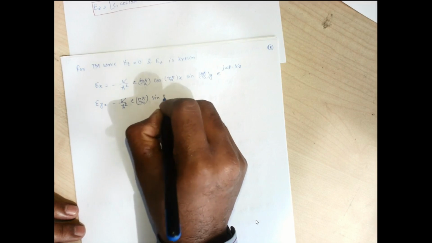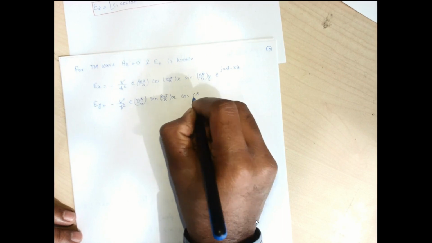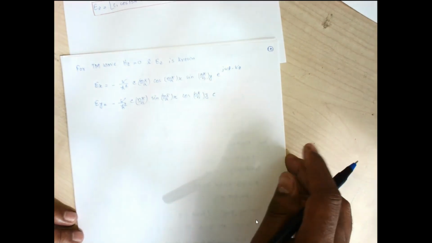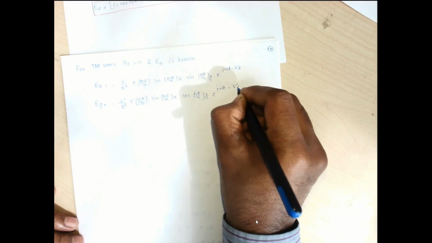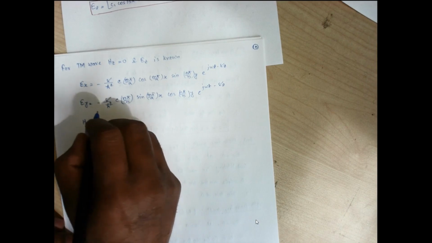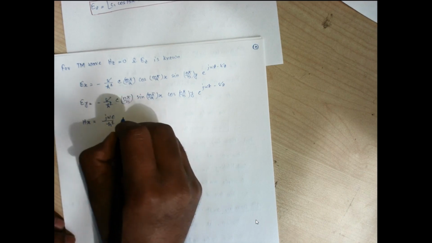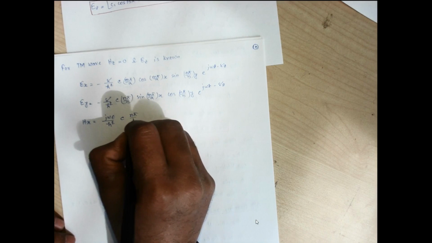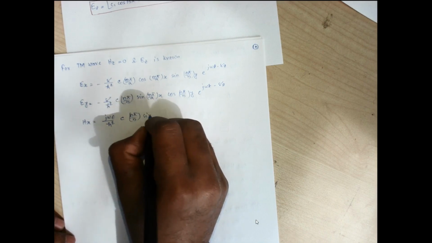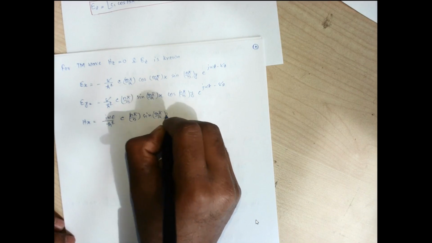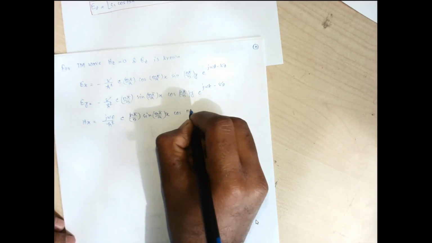sin m pi by a x cos n pi by b y e to the power j omega t minus gamma z. Then Hx is j omega epsilon by h square c into n pi by b sin m pi by a x cos n pi by b y e to the power j omega t minus gamma z.